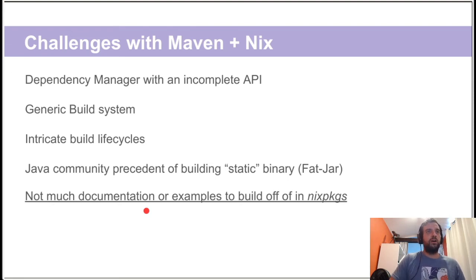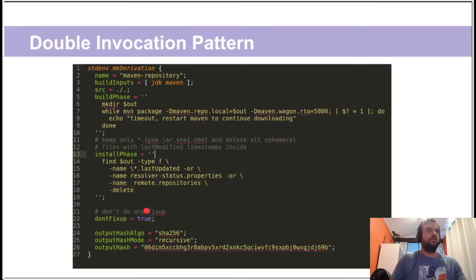And finally, there's just not a lot of documentation or examples in Nix packages, maybe likely because a lot of it's closed source, and this is what my talk's geared at. So augmenting the documentation, showing how to do it today, and getting people to contribute more openly. So I want to talk about two patterns of how to package Nix really quickly. The first is the double invocation pattern. Actually, it's not really specific to Maven. You could use it with anything, but it's quite useful here.